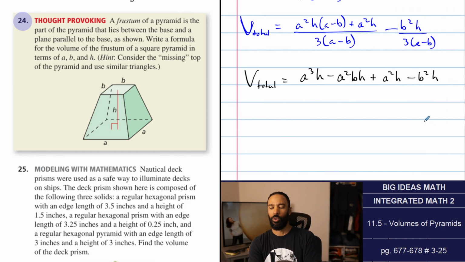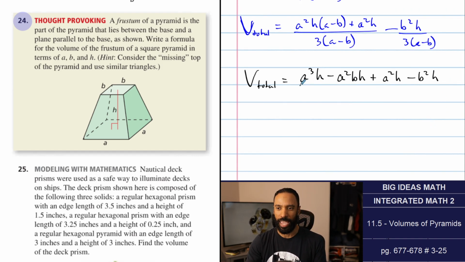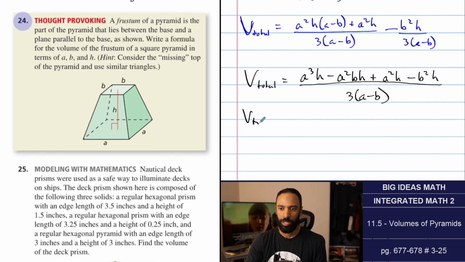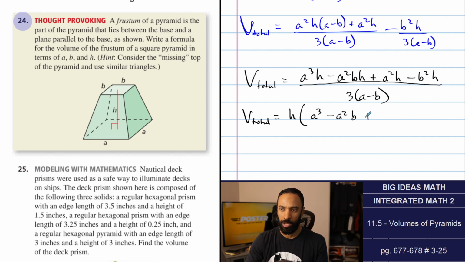I feel like there's more that I could end up with, because I can factor an h out of here, but I wonder if something else can go out of there, over 3 times a minus b. I hope so. They sure know how to mess with me here. I'm left with h times a cubed minus a squared b plus a squared minus b squared.